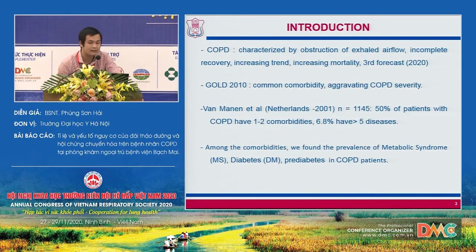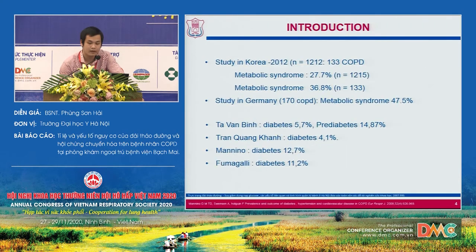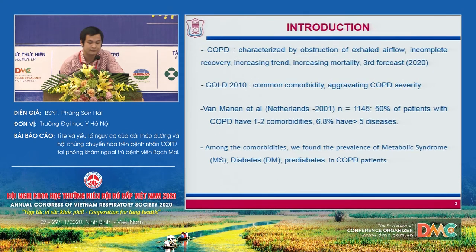Okay, this is the first part, the introduction. What is the definition of COPD? COPD is characterized by airflow obstruction, incomplete recovery, and its increasing change. COPD is a common comorbidity of various diseases. 55% of patients with COPD have one to two comorbidities, and 6.8% have more than five.